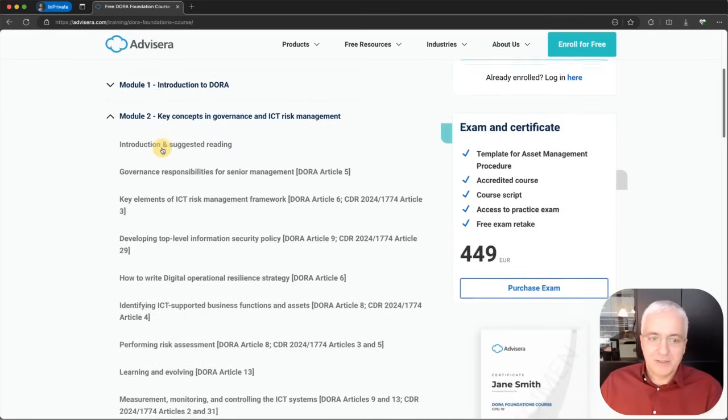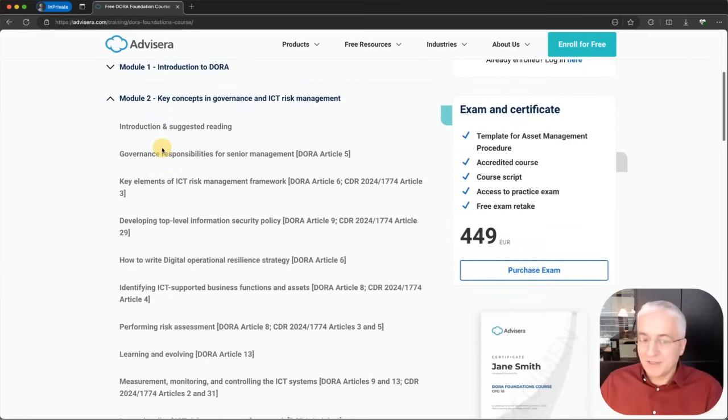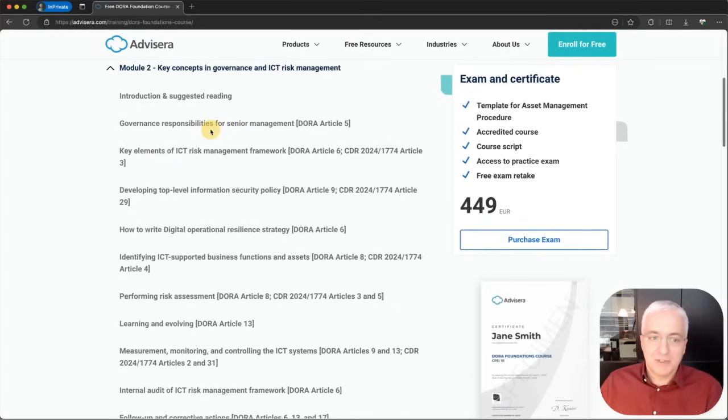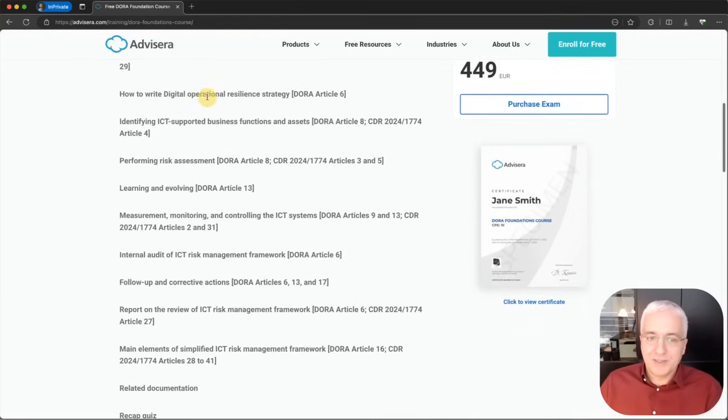It's about main concepts for governance and ICT risk management. So governance responsibilities for senior management, key elements of the ICT risk management framework, developing the top-level information security policy, writing the digital operational resilience strategy, identifying assets and functions, performing risk assessment, learning and evolving, measuring, monitoring, controlling, internal audit, follow-up actions, report on the review. So basically this is a management review, and main elements of the simplified ICT risk management framework. And as you can see in these square brackets, you always have an indication of what exactly each lesson covers.